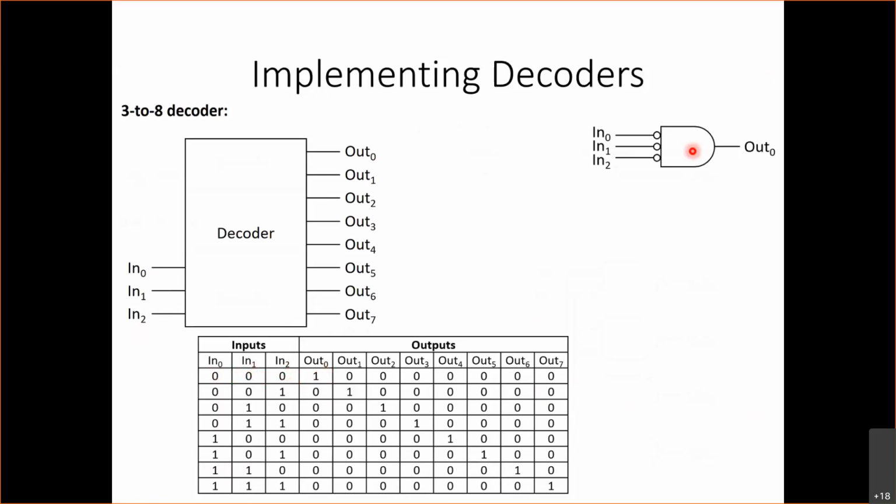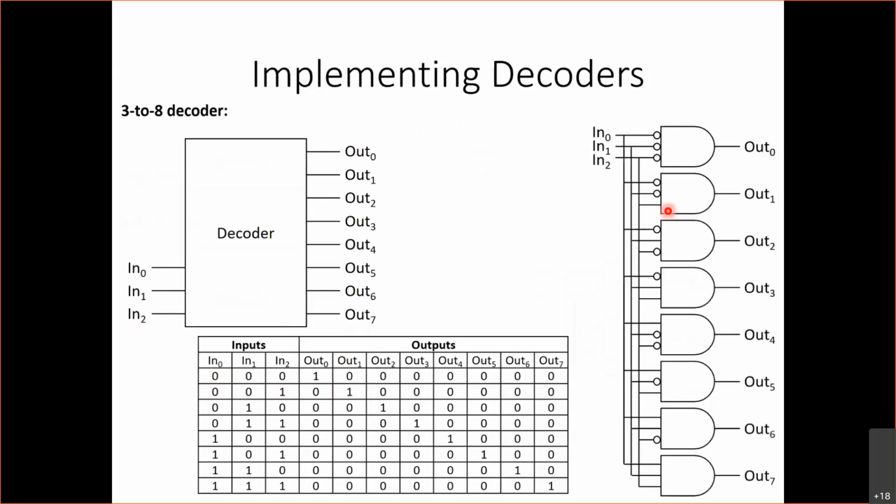We're going to have an AND gate where we have not in 0, not in 1, not in 2, and that gives us out 0. And just like before, each of these outputs corresponds to one of the combinations in the input. So each of them is going to have its own AND gate with a different combination of inversions. So it's going to look like this. We have an AND gate for each of these outputs, and where we put the inverters depends on what input it corresponds to.